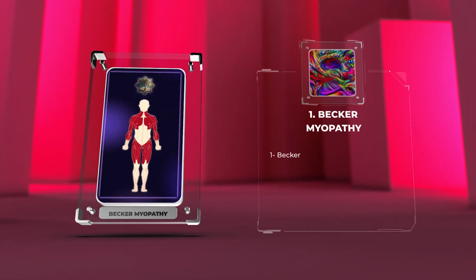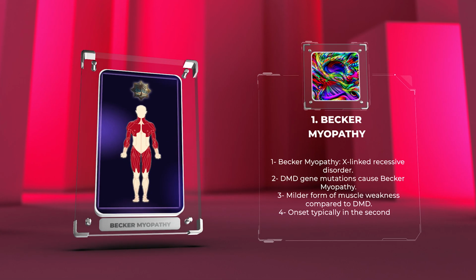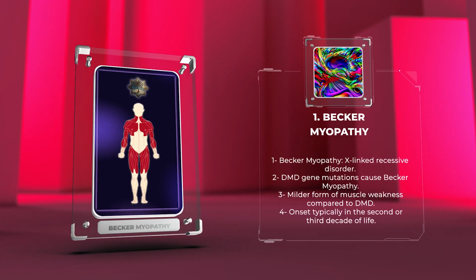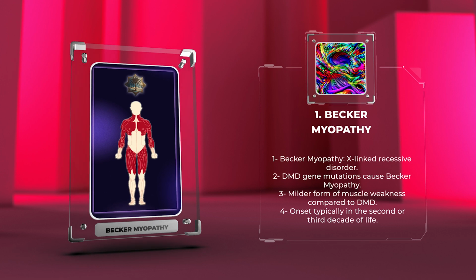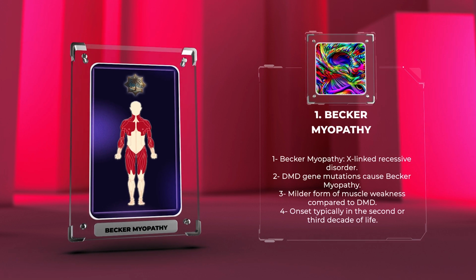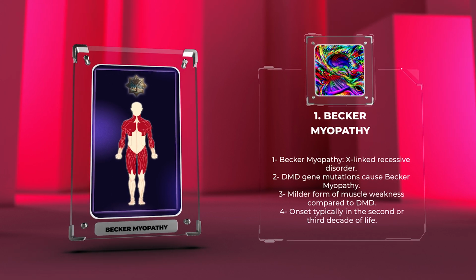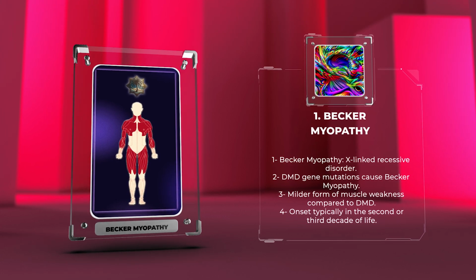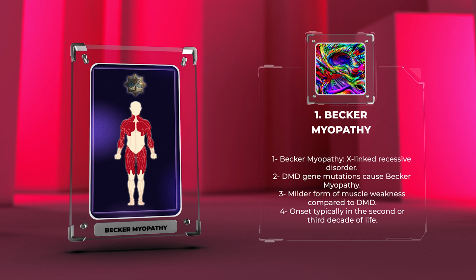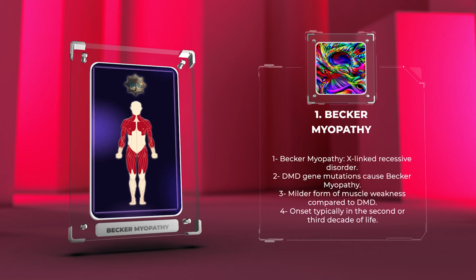Becker myopathy, previously known as Becker muscular dystrophy, BMD, is an X-linked recessive disorder primarily affecting males. It is caused by mutations in the DMD, dystrophin, gene located on the X chromosome. Unlike Duchenne muscular dystrophy, DMD, which is usually more severe, BMD presents with a milder form of muscle weakness and has a later onset, typically in the second or third decade of life.